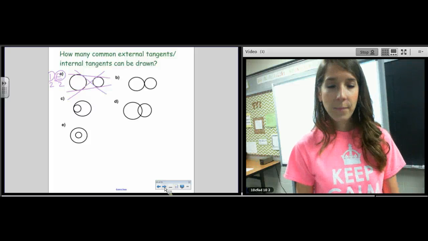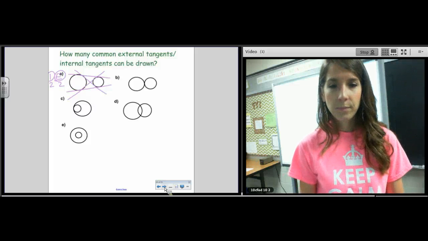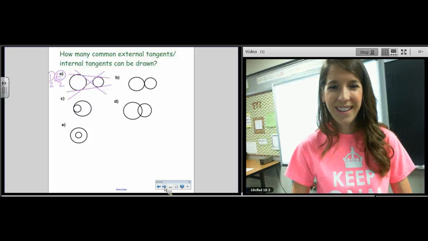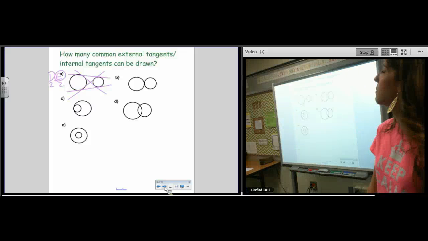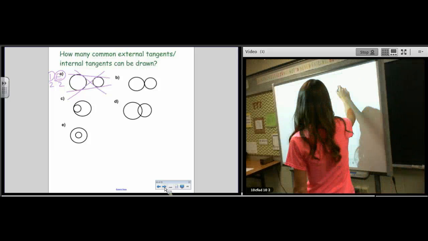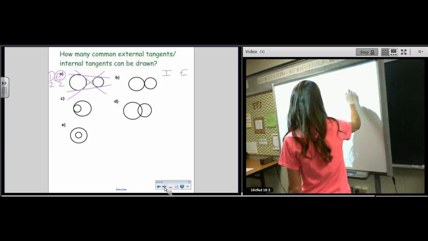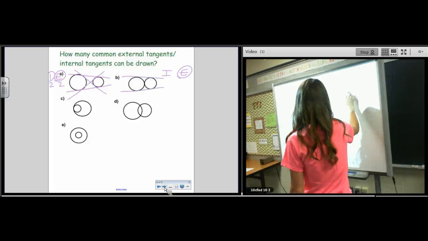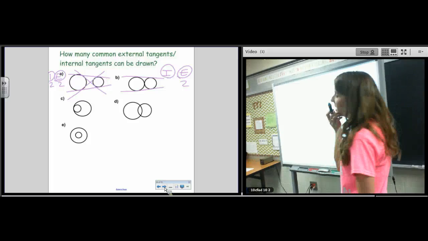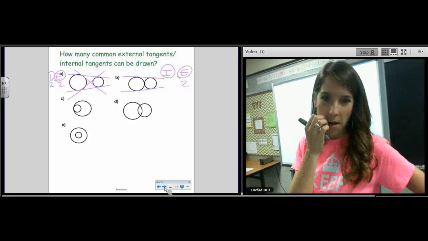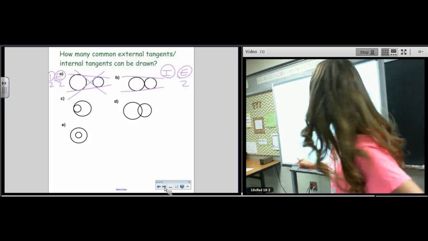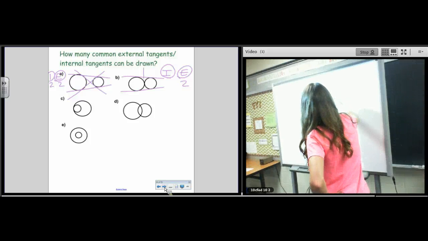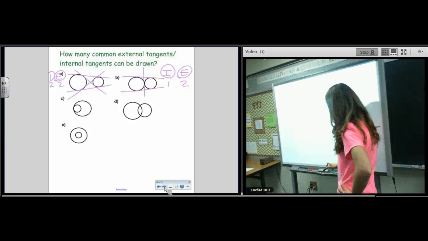All right, let's look at B. How many external tangents can I draw? Still 2. How many internal tangents can I draw? Very good, Tahani. 1.